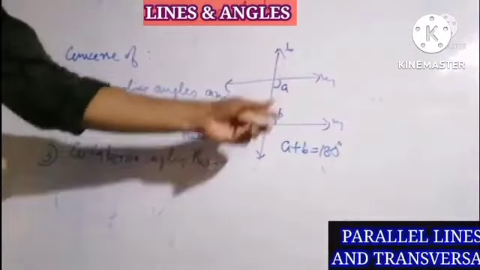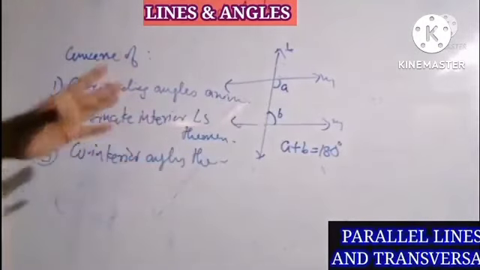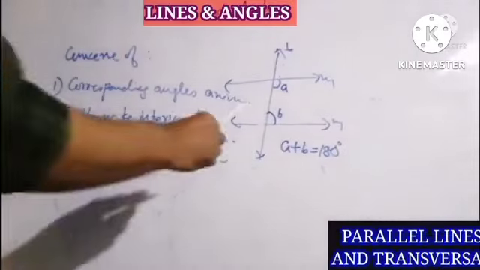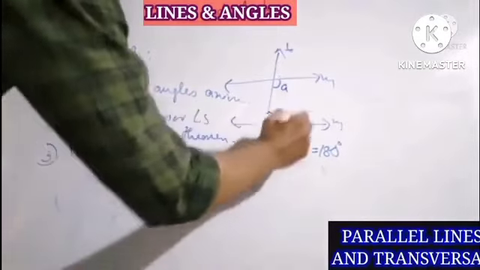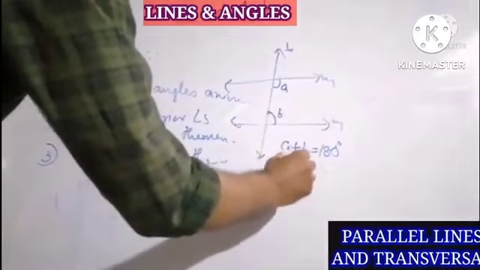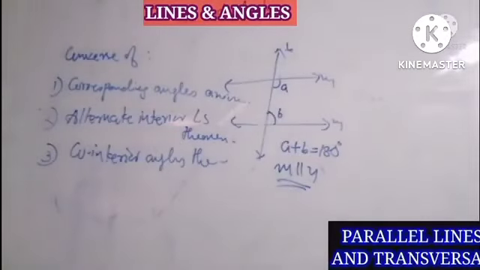And what are A and B? A and B form co-interior angles. A plus B equal to 180 degree. Then we can say that these lines M parallel N. Okay, so these are the three converse properties.